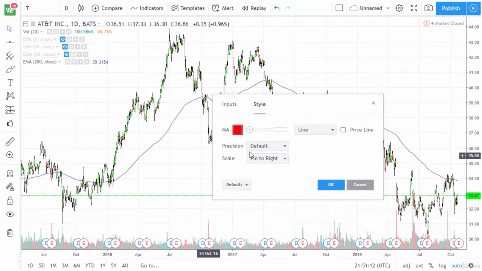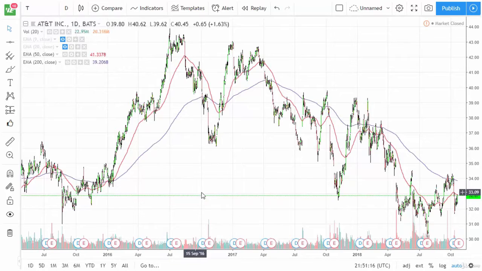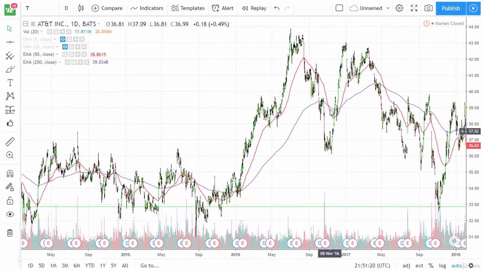And the reason I'm doing this is I can show you a very common pattern that technicians pay attention to. And that is this. This is the 50 EMA on the daily chart crossing above the 200 EMA. That is called the golden cross. That means that the shorter time frame, the 50-day moving average, is rallying and it's broken above the longer term average, and the longer term average is starting to turn up as well.